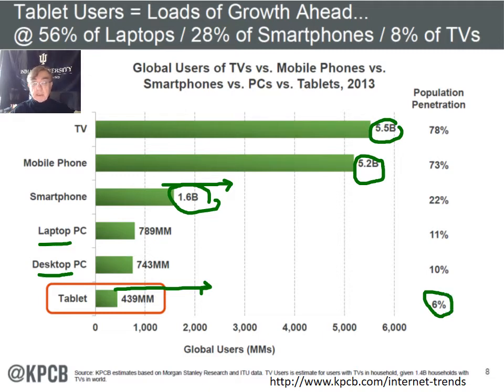Tablets are now somewhat declining because of two features. One is smartphones are getting more tablet-like. There are things called phablets, which are somewhere between smartphones and tablets, namely big smartphones. And also tablets are sufficiently expensive that people don't replace them every year. They keep them for a while.